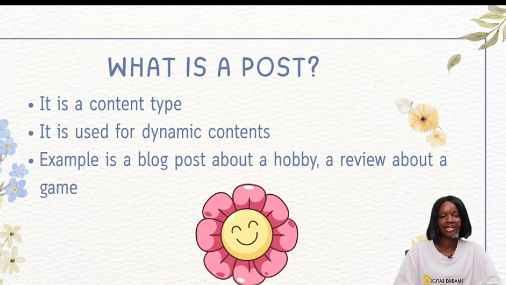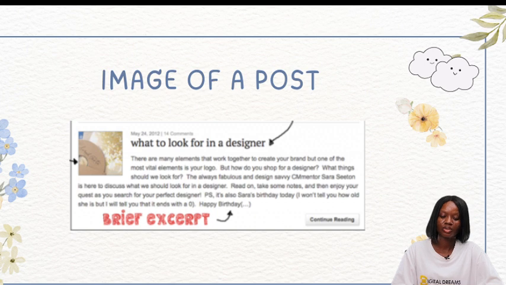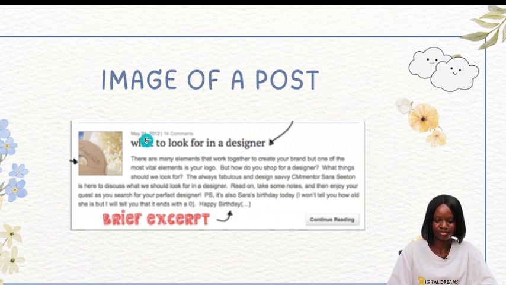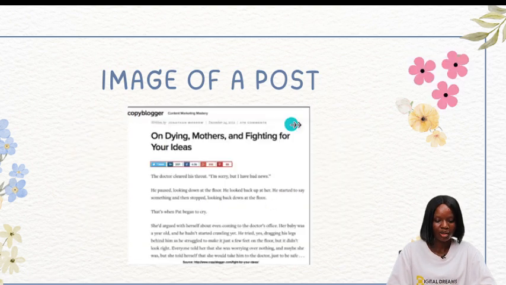Then this is an image of a post. So this is what a post blog can look like. It has a date, it has comments, it has text, it has a button where you could continue reading. There is another image of a post. This is a news blog. So here it has the author's name, it has the date, it has comments, you could see the header, and then some buttons, social media icons. Then this is the main text about the news or the story.